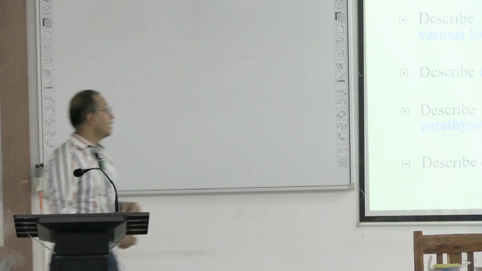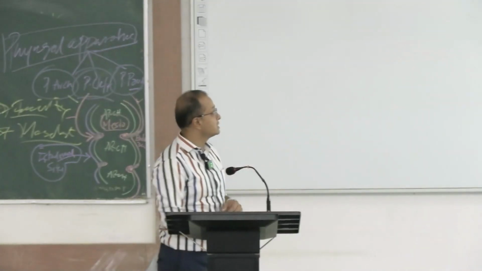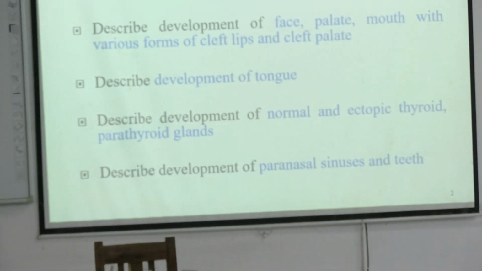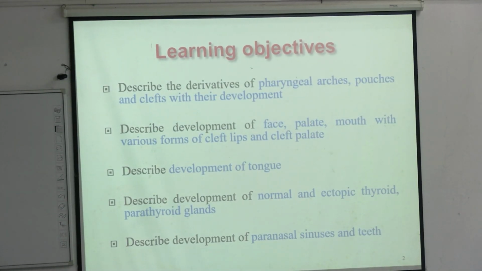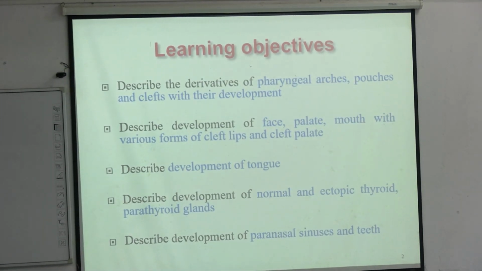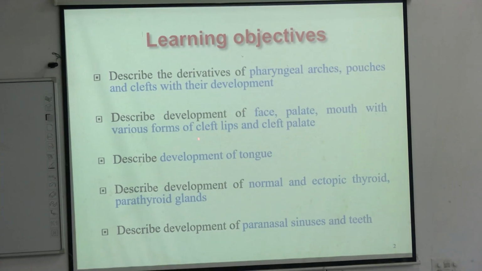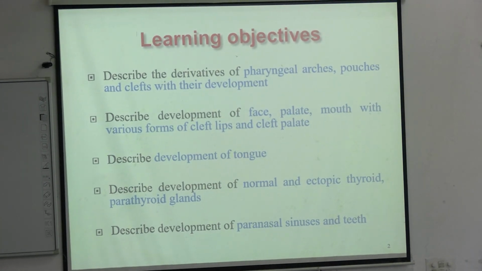So this is what we are going to learn: development of the pharyngeal arches, pouches, and clefts, as well as the problems arising out of that, the developmental errors, clinical problems. We are going to talk about the face, palate, and various types of face and palate defects. We call them cleft lip, cleft palate. These are very high yield exam questions in future life as well.